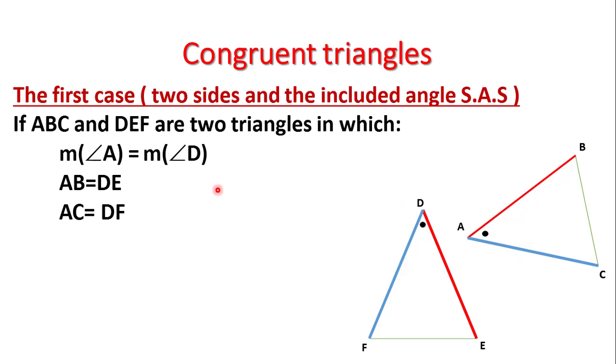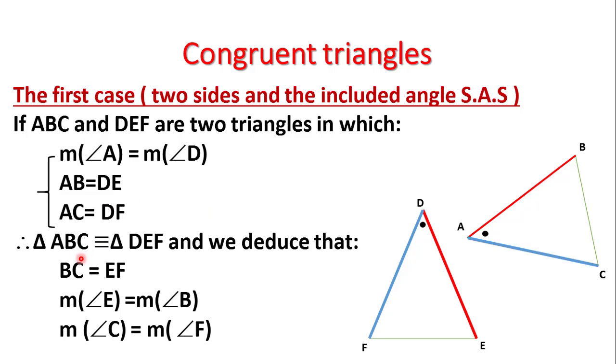Okay, we will write the conditions. We have 3 conditions. The first one, measure of angle A equals measure of angle D. Also the length of AB equals that of DE. The length of AC equals the length of DF. Now we have 3 conditions, so the 2 triangles are congruent. We said that triangle ABC is congruent to the triangle DEF.